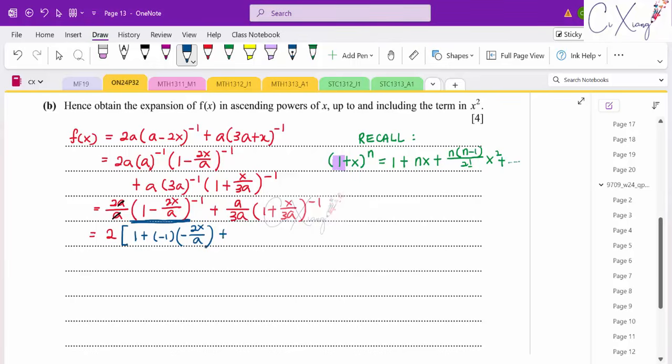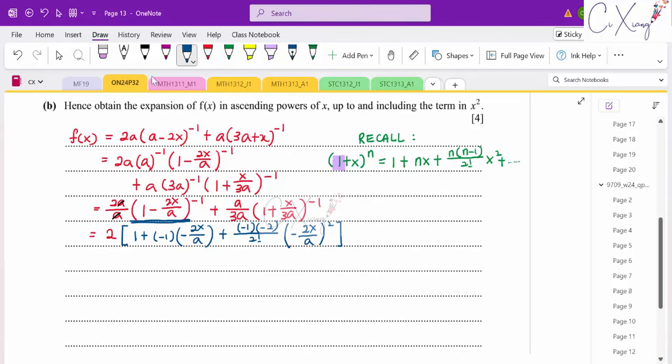Okay, then plus n and n minus 1. So you're having n is negative 1. n minus 1 means negative 1 minus 1, you get negative 2, divided by 2 factorial, with negative 2x over a power 2. For me, the expansion, I will stop here because we just need to expand until x power 2 as requested by the question. So I just stop at the x power 2 here.